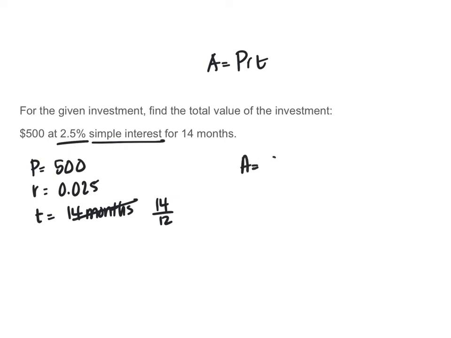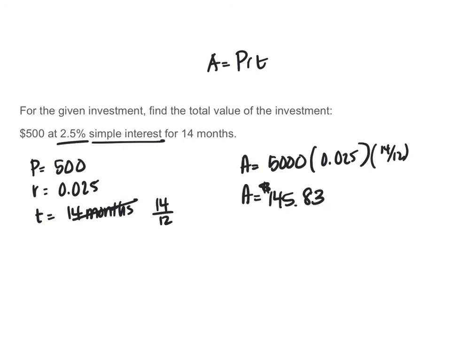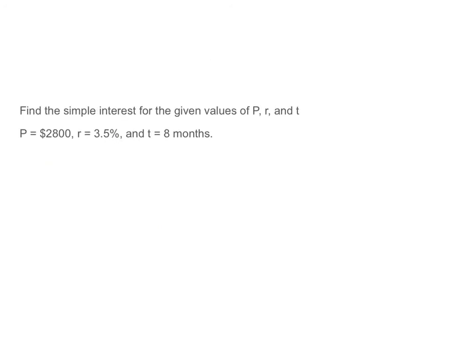In the meantime, let's look at the amount. There's $5,000, 0.025, and the time t is 14 over 12. And we ended up with 145.83.